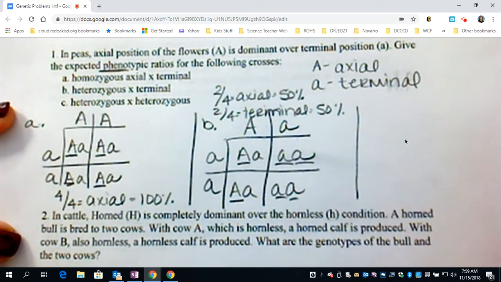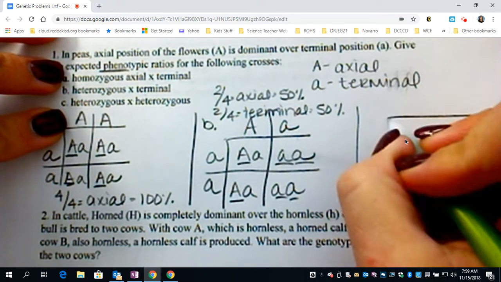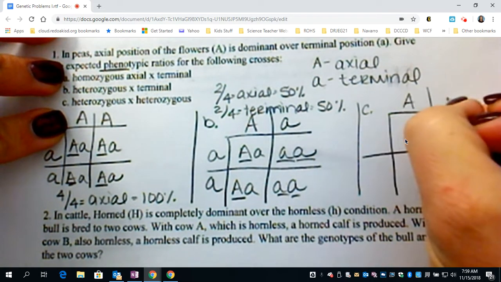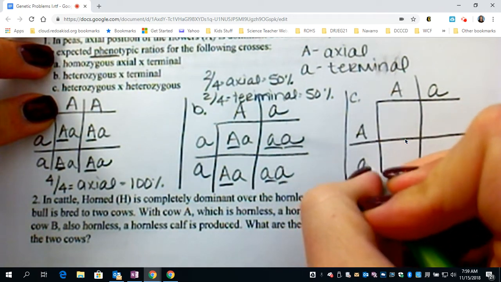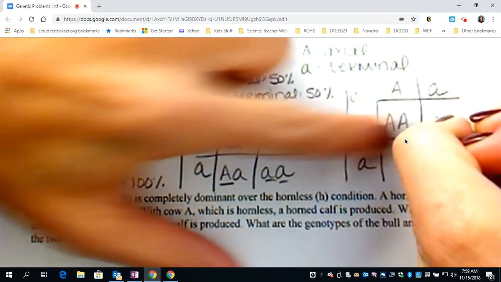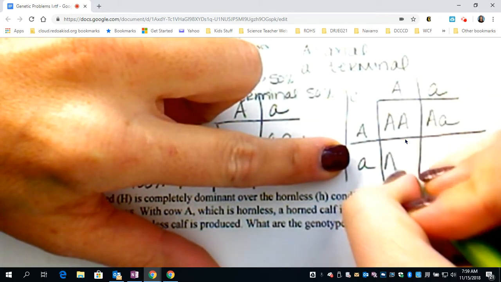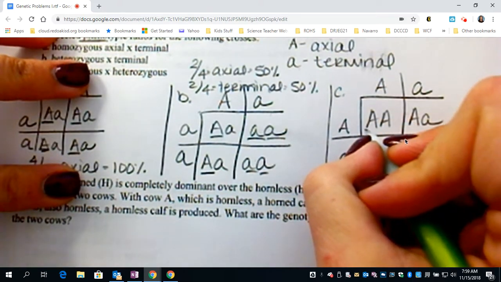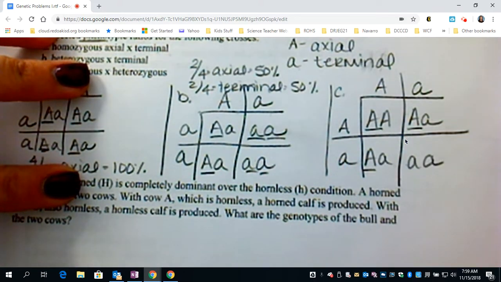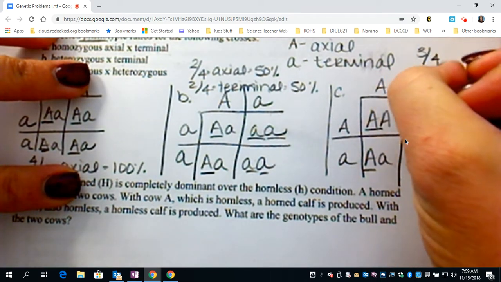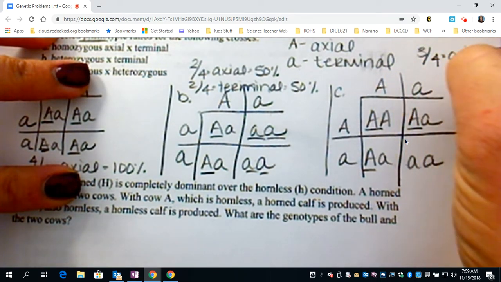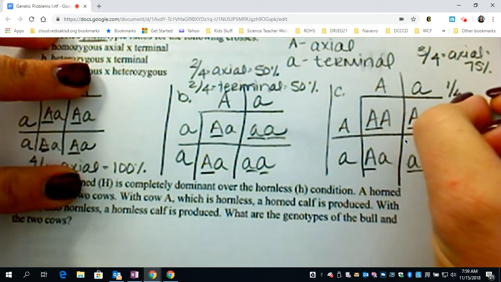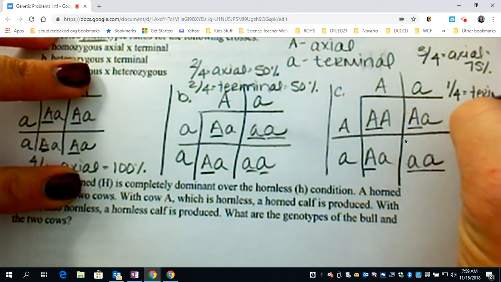On this third one, it says you're crossing heterozygote with heterozygote. And again, heterozygote is one of each. So I would have this and this, this and that, this and this, and this and this. So if it has a capital letter, it's axial. So I have 3 out of 4 that are axial. So that's 75%. And the only way to get terminal is two little a's. So 1 out of 4 is terminal.